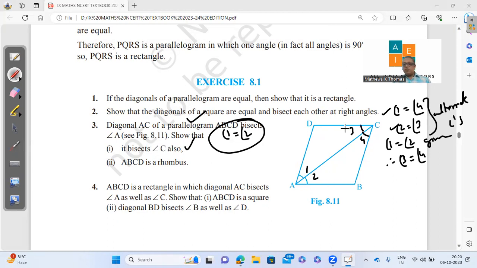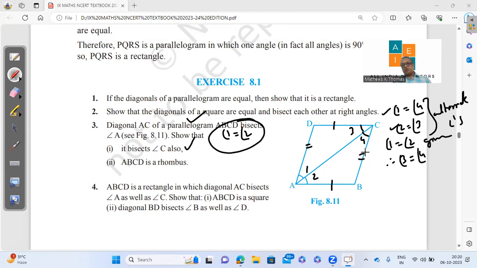Second part, we have to prove it's a rhombus. If I want to prove it is a rhombus, then I have to prove that adjacent sides are equal, because since it's a parallelogram, already the opposite sides are equal. Now I just need to prove adjacent sides are equal, because if I want to prove that any figure is a rhombus, all I need to do is prove that all sides are equal.